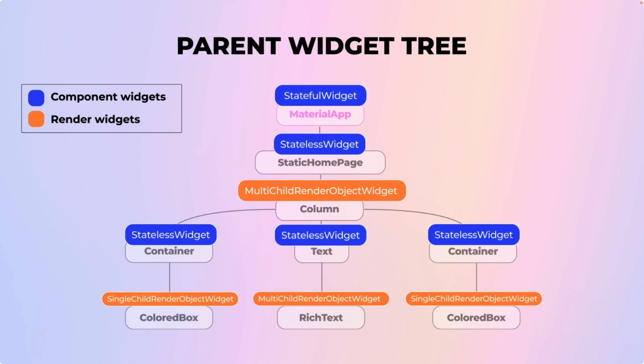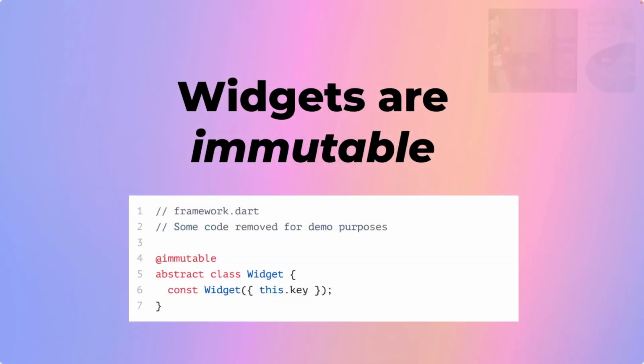Okay, so now let's take a look at the widget tree from the perspective of their parents. I have divided those into two colors. For those whose parents are component widgets, they're blue, and for those whose parents are render widgets, they are orange. So we see that leaves are orange, RenderObjectWidgets, and everything is connected.